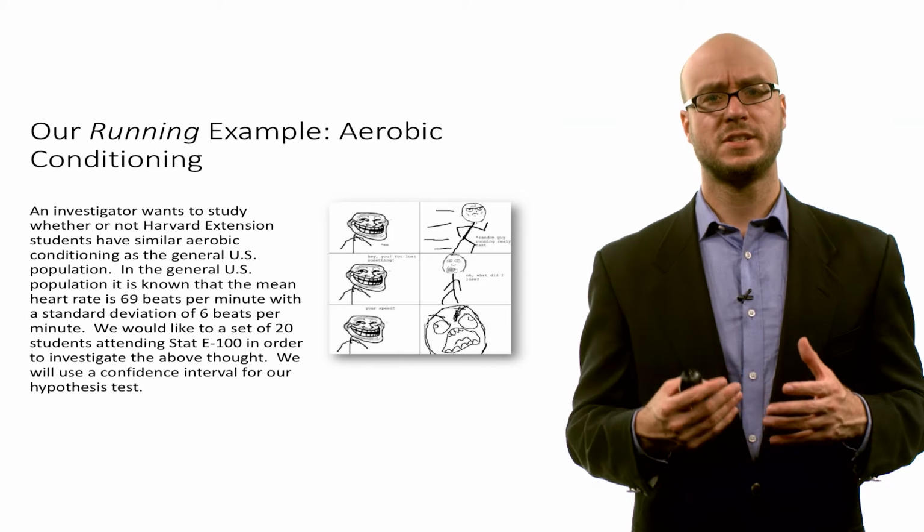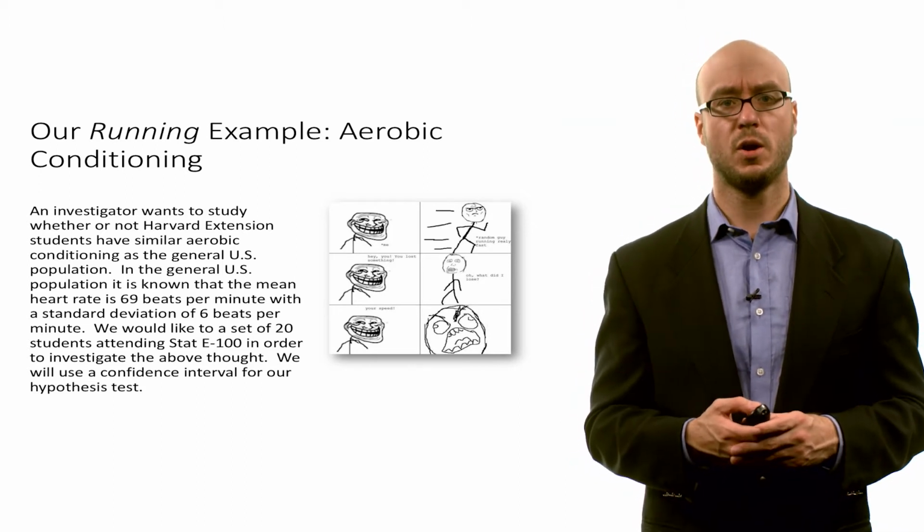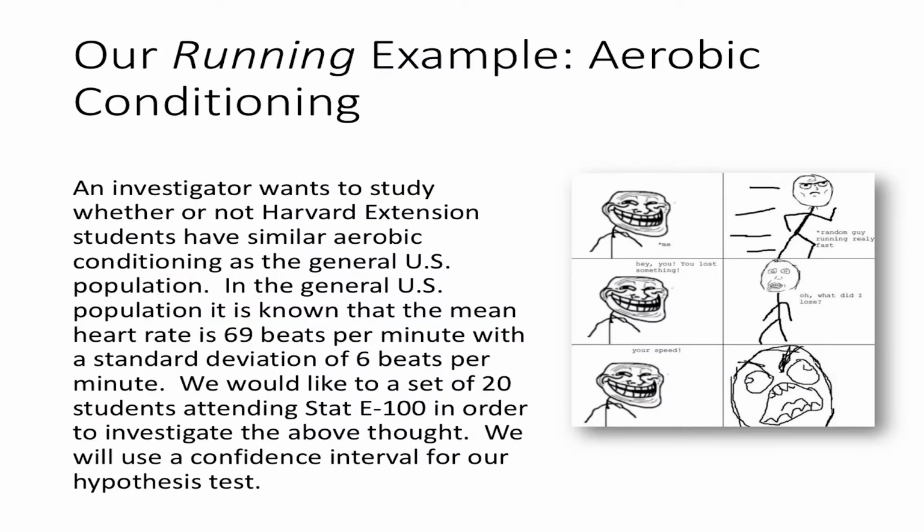So let's look at this example of aerobic conditioning. Suppose an investigator wants to study whether or not Harvard Extension students have similar aerobic conditioning as the general US population. In the general US population, it is known that the mean heart rate is 69 beats per minute with a standard deviation of 6 beats per minute. So we have this value of mu and this value of sigma, the population standard deviation. We would like to gather a group of 20 students who are attending STAT100 in order to investigate this thought. We will use a confidence interval for our hypothesis test for now.